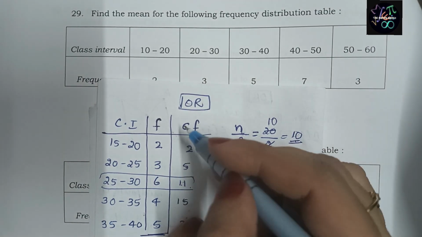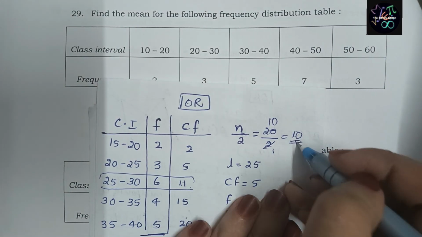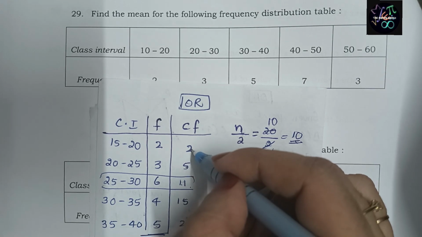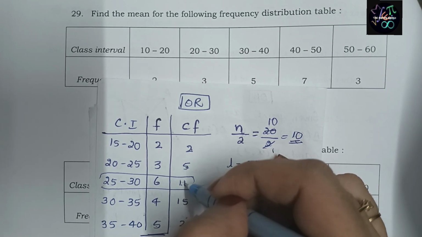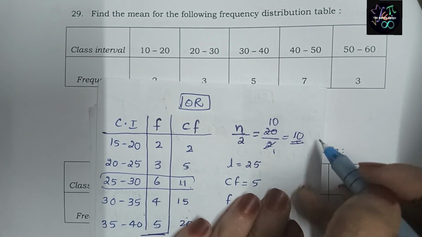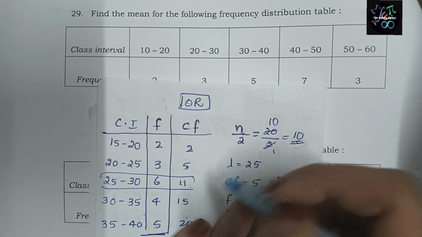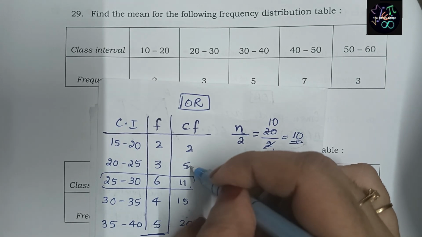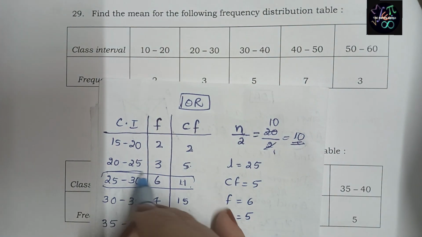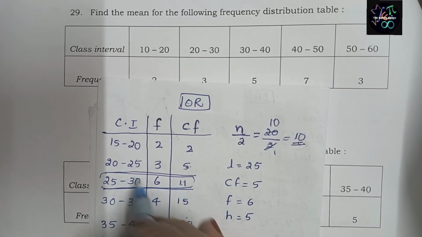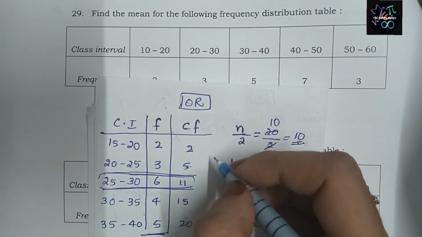We should check in the CF column after which number 10 will come. After 2, no. After 5, yes. Because after 11, 10 cannot come, since our focus is on 10. After 11 it cannot come, so after 5 it can come, so we have to put a line here. As we put the line, let us start finding the values.